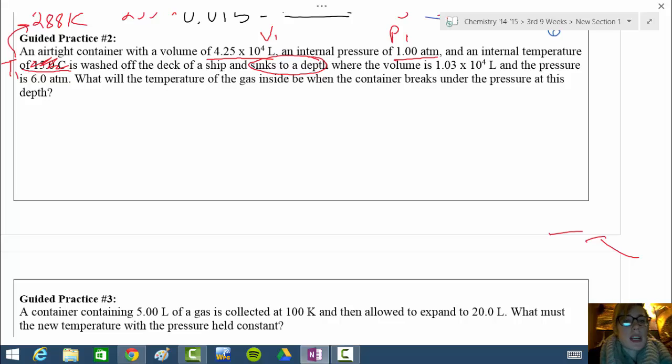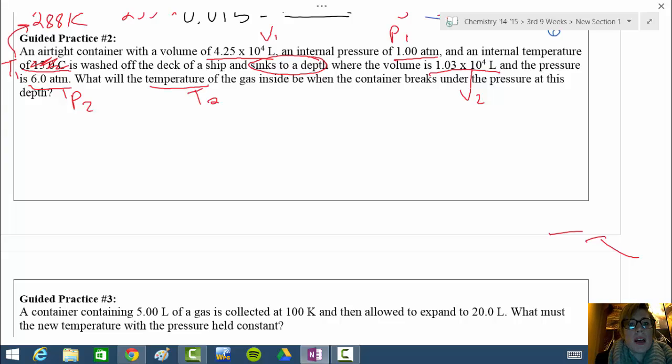Okay, so I keep reading. Sinks to a depth where the volume is this many liters. So this is the volume after the change, so this is volume 2. The pressure is 6 atm. This is P2, and then it's asking for the temperature, so this is going to be T2.